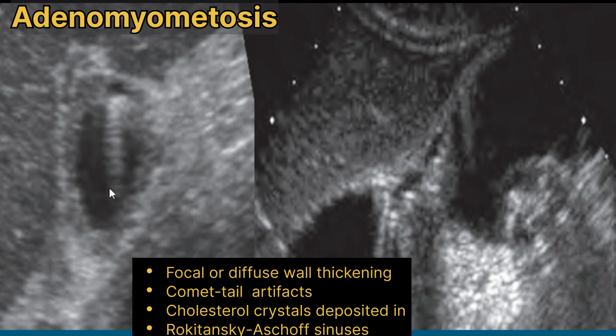Now we are going to discuss another gallbladder pathology, that is adenomyomatosis. Adenomyomatosis is a benign, usually asymptomatic condition that may produce focal or diffuse wall thickening. Comet tail artifacts produced by cholesterol crystals deposited in the Rokitansky-Aschoff sinuses are the characteristic findings of adenomyomatosis. Now we'll discuss adenomyomatosis in different patients.